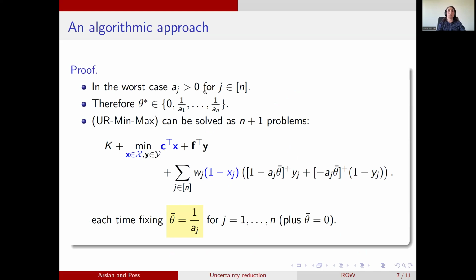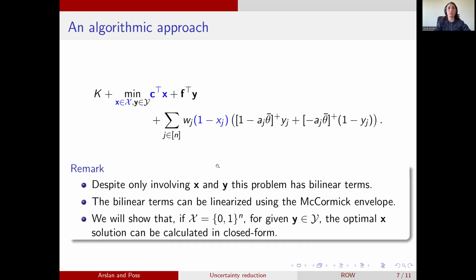So we can actually go ahead and plug that in. And in the worst case, all of the aj's will be strictly positive, meaning that we will need to evaluate all of the 1 over aj's. So we will have n values here and 1 value here. So n plus 1 problems to solve in the worst case, each time fixing, obviously, the value of theta. So what are these problems? These are actually deterministic problems over x and y. But we have bilinear terms here, because of the multiplication between x's and y's.